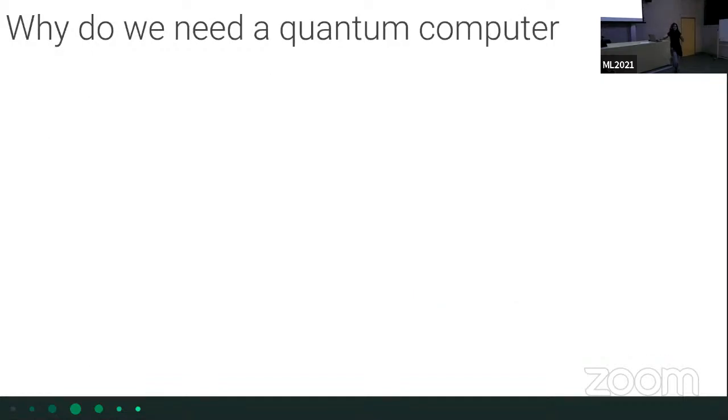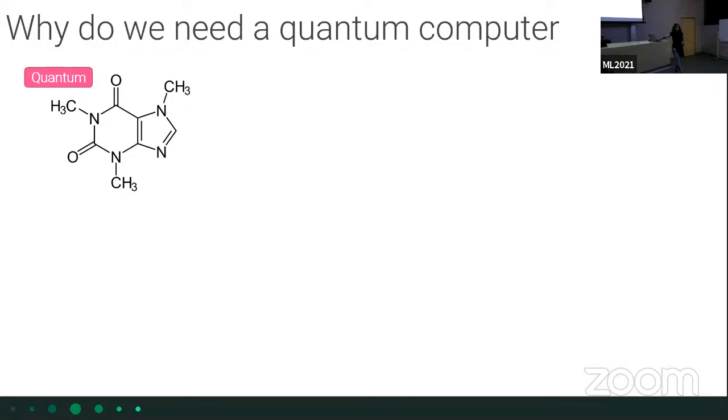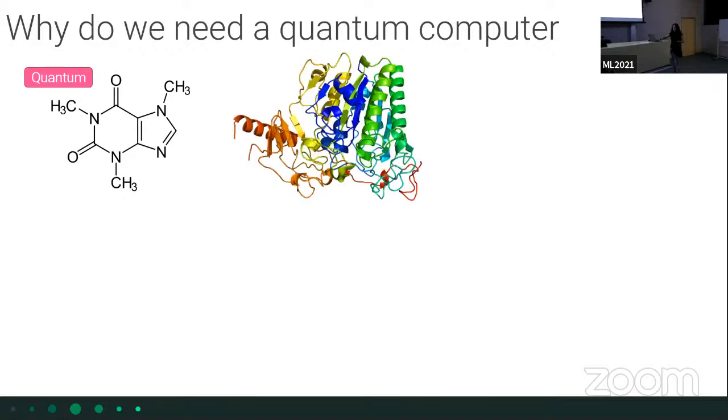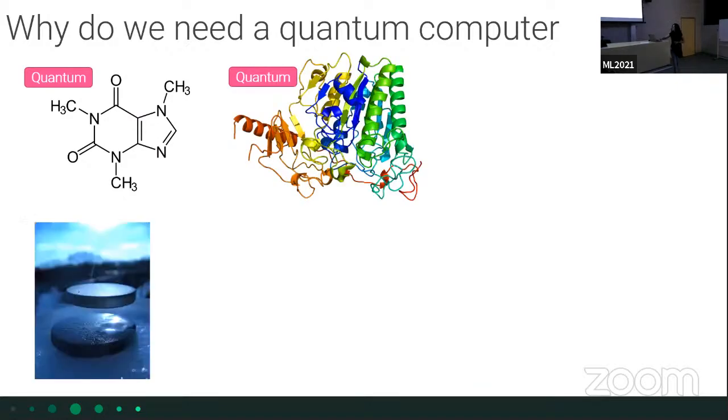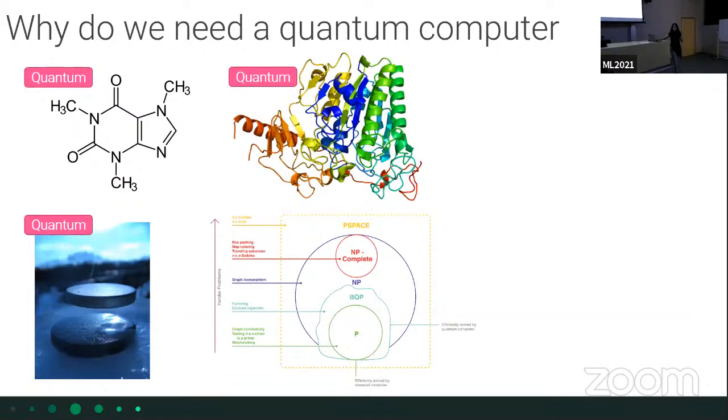But why are we making all this effort to build a quantum computer if we have super powerful supercomputers and powerful classical techniques that already allow us to perform different operations and simulations? So the reason in the end is quantum. We have things like molecules, which in the end are quantum. We have proteins, which are quantum at the very end. We have material sciences, which work because of the laws of quantum mechanics. We have many kinds of problems that we know are not solvable efficiently with a classical computer.